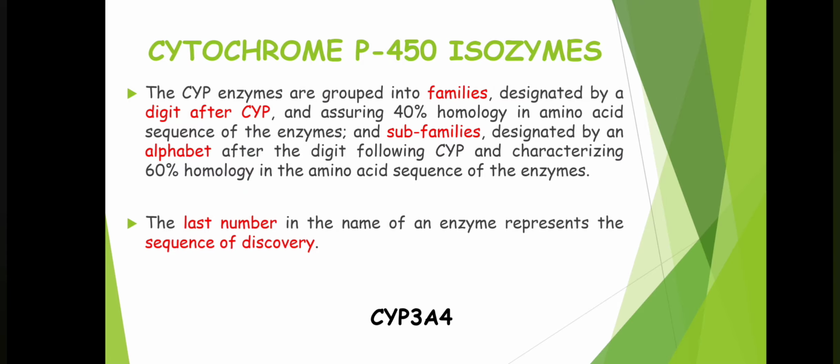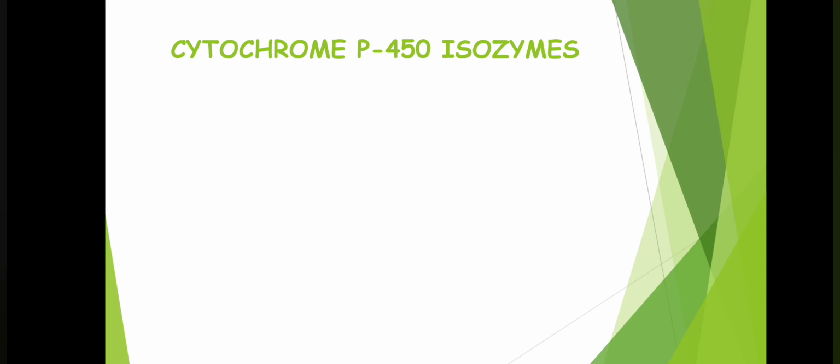Like for example, CYP3A4. So after CYP, the first digit is the family, and it contains 40% homology in the amino acid sequence. Next to the digit, the alphabet is the subfamily that has 60% homology in amino acid sequence, and the last number shows the sequence of discovery.